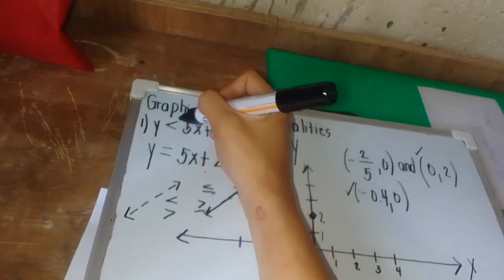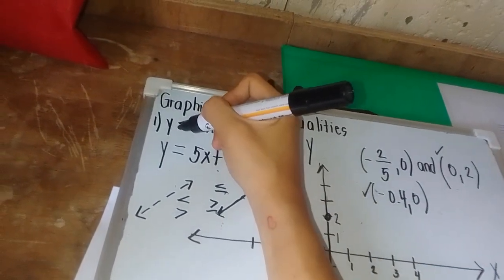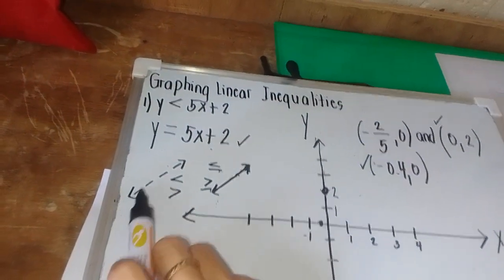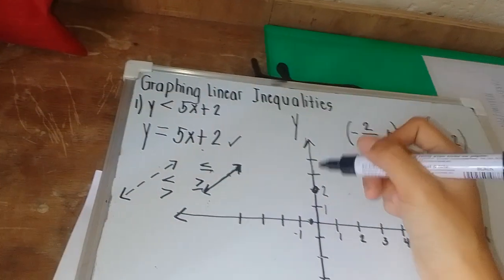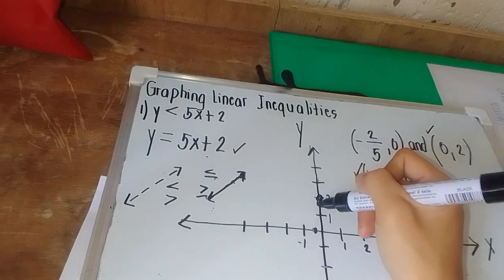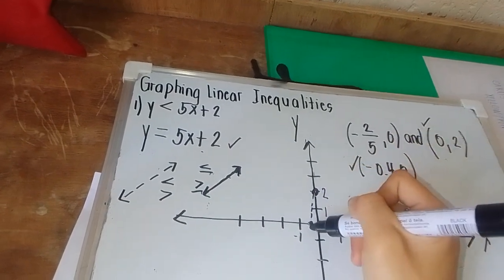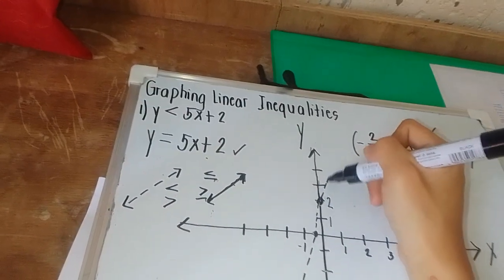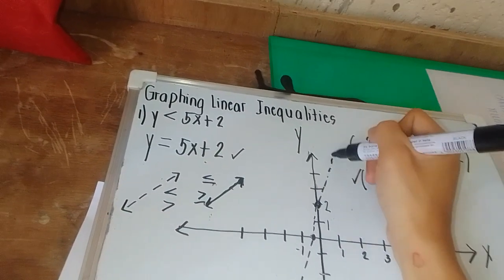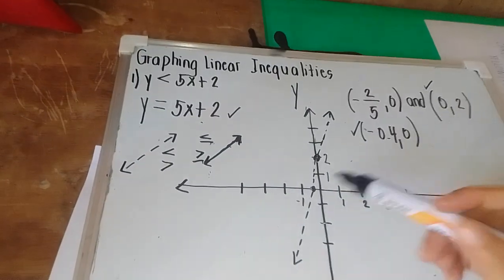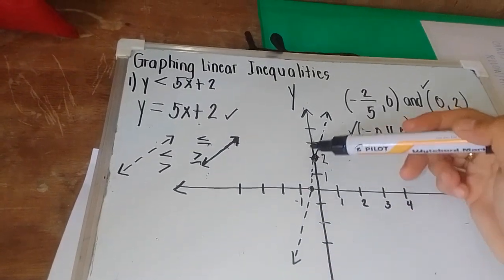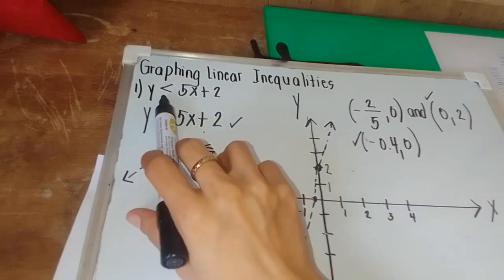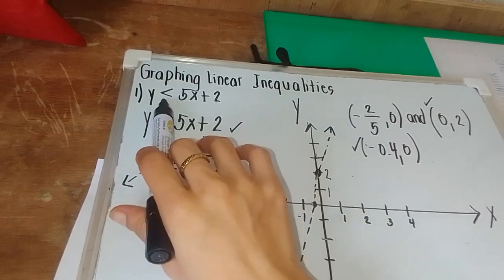Now, back to the given. Our given is less than. There is no line below, so that means we will connect our points with a broken line. Using your ruler, connect them. Since I don't have a ruler, it should be a straight line when connecting. It should be straight, using your ruler, when connecting the 2 points. It is a dash or broken line since the symbol used has no equal to below.